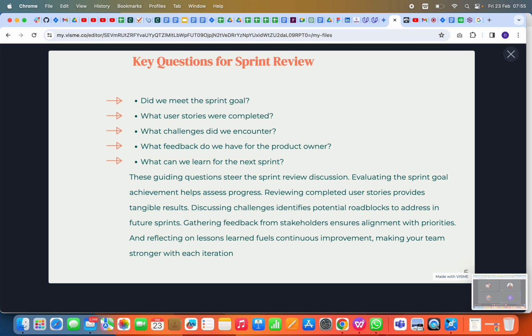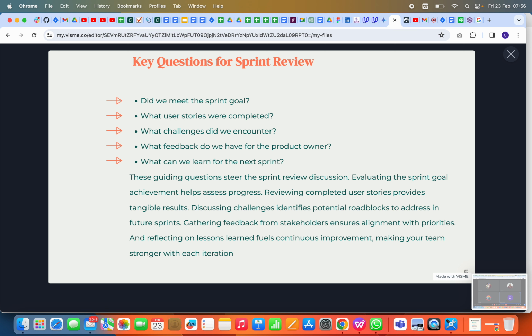So did we meet the sprint goal? Okay. What user stories were completed? What challenges did we encounter? What feedback do we have for the product owner? What can we learn for the next sprint? So these are some of the questions that should be asked during the sprint review. Depending on your circumstances, the questions may vary, but the idea is to inspect and adapt our increments. So these guiding questions stir the sprint review discussion.